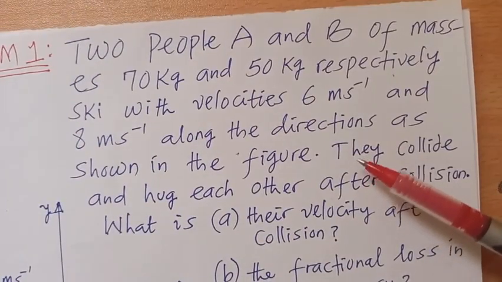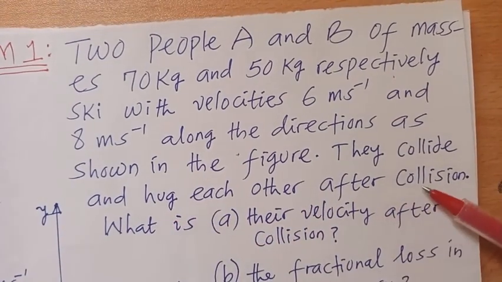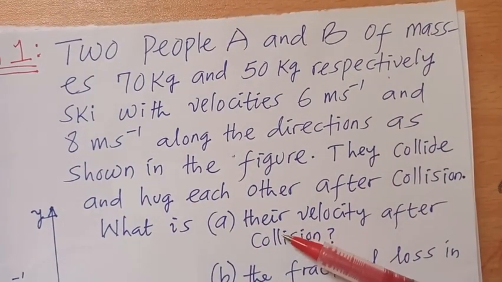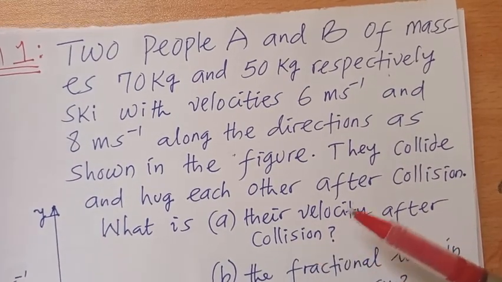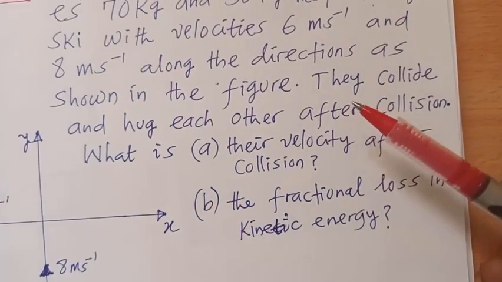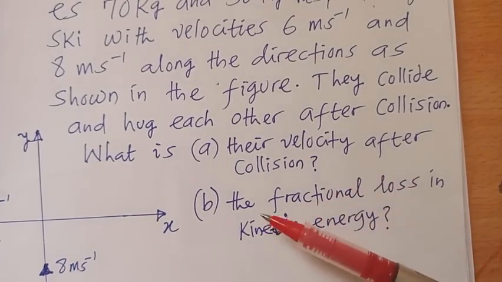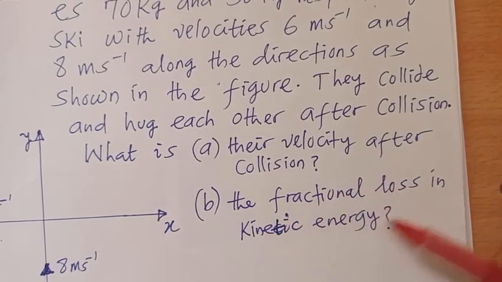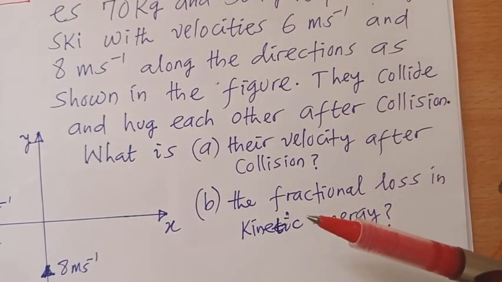Okay, so what is the question? They say they collide and hug each other after collision. What is their velocity after collision? Since they hug each other, this velocity is a common velocity. A has the velocity, B has the velocity after collision. Then the fractional loss in kinetic energy. This means that the collision is inelastic.